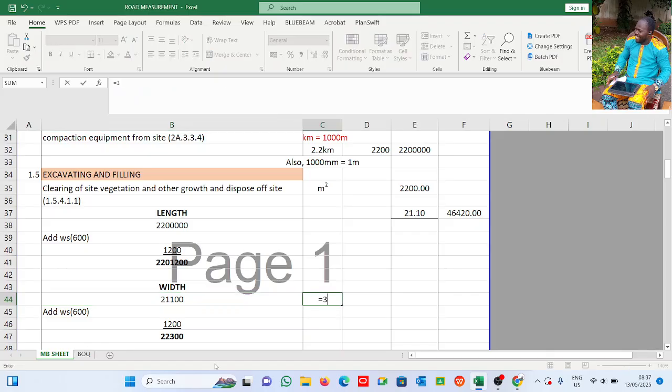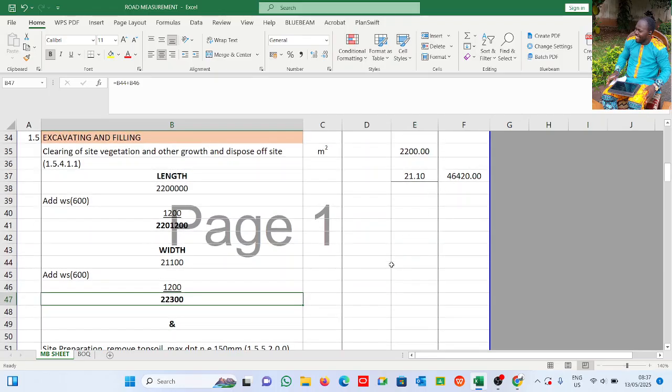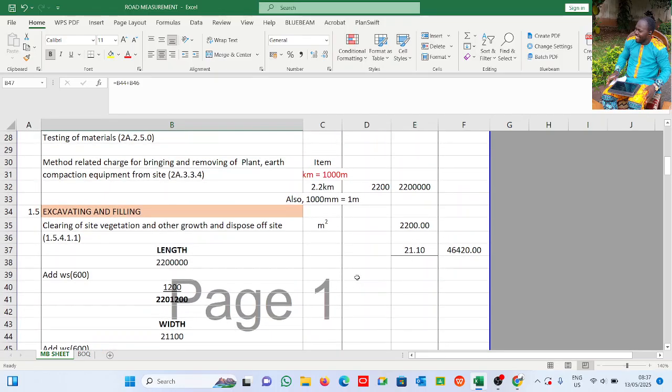This is 3 plus 3.7 plus 3.7 plus 0.3 plus 2 plus 3.7 plus 3.7 plus 3. That gives me 21,100. Alright, so that's what I have here, 21,100. If I add waste, it gave me 22,300. So this is my site clearance.